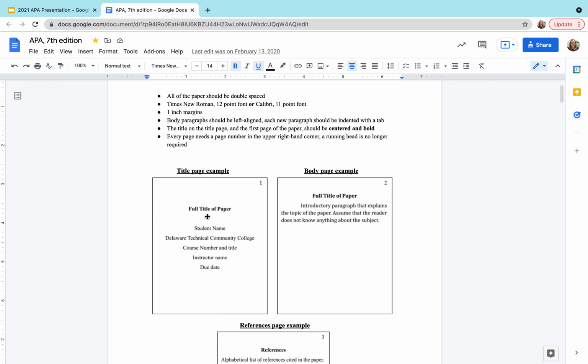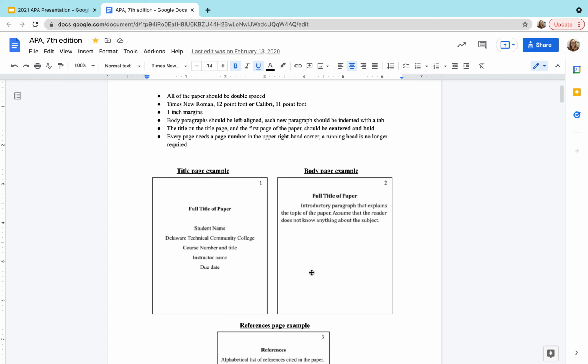Then there's going to be a blank space here, and then the rest of the information including name, college, course number, instructor name, and due date. When writing out the due date, if it is the 2nd or the 5th, for example, do not put ND or TH after the number. Even though we say that, we do not write that.